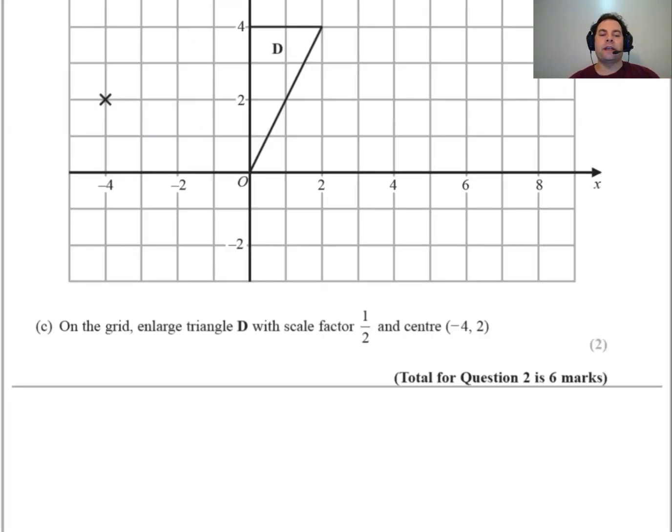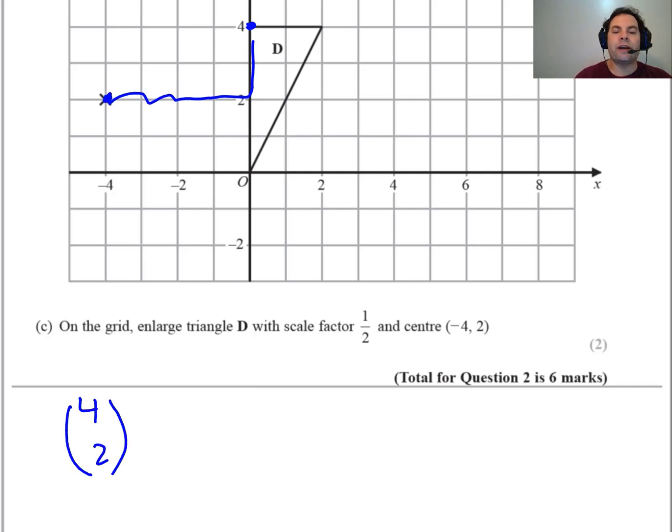Part C, on the grid, enlarge triangle D with a scale factor half and center -4 and 2. If we start first from the center at -4 and 2, how to move from the center to, say, this point? We count 1, 2, 3, 4, then 2. The vector is 4 and 2.